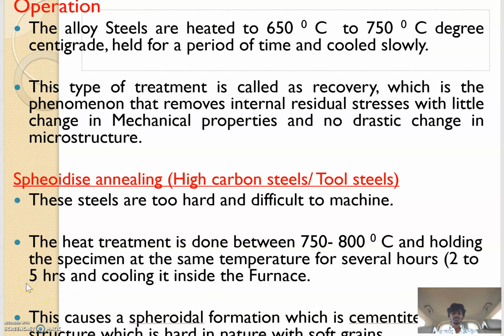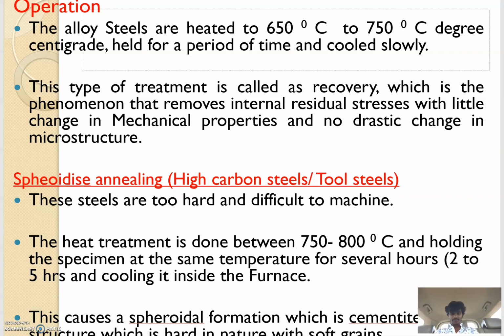Now the operation. The alloy steels are heated to 650 degrees Celsius to 750 degrees Celsius, held for a period of time and cooled slowly. This type of treatment is called recovery, which is the phenomenon that removes internal residual stresses with little change in mechanical properties and no drastic change in microstructure.